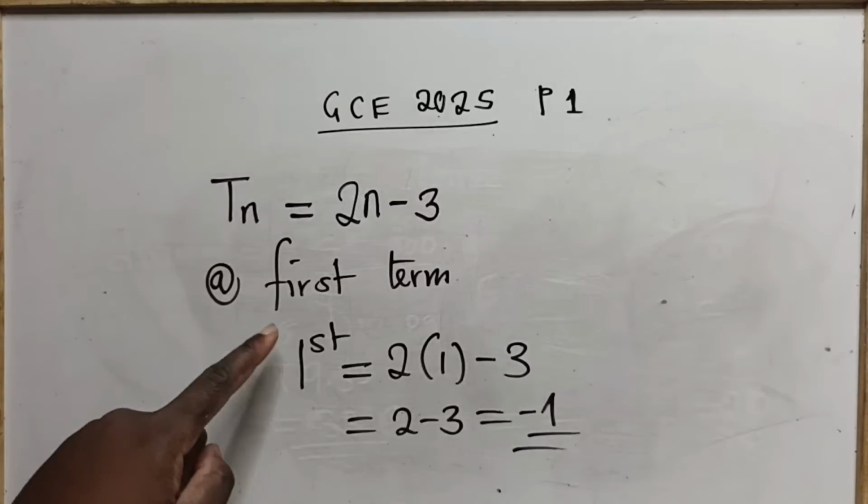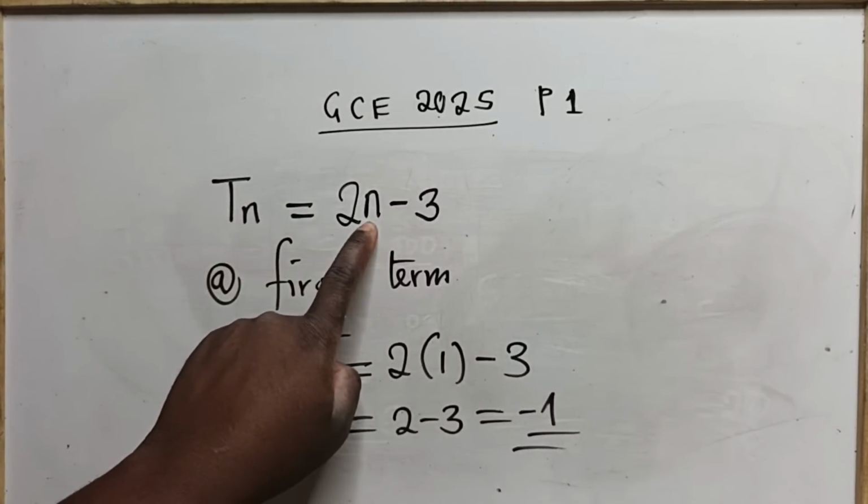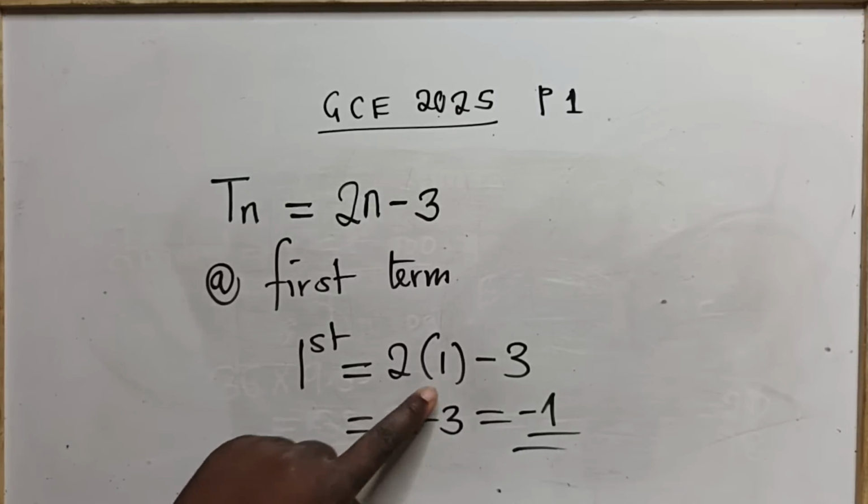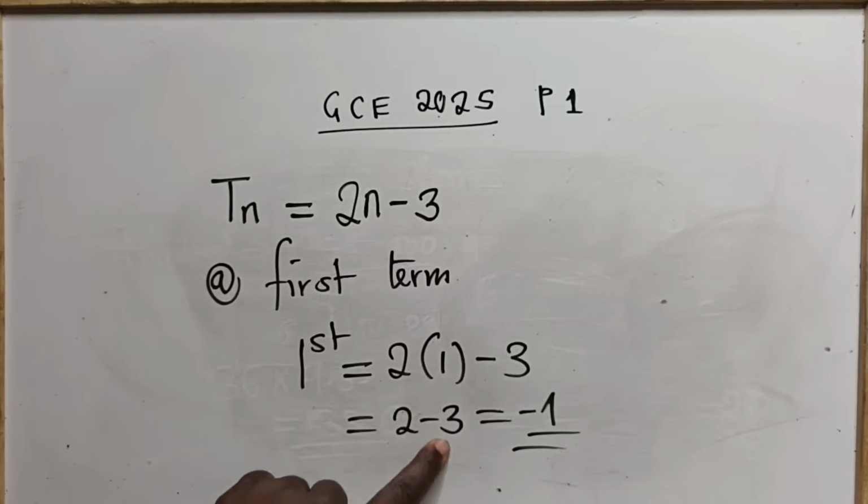So first is 1. Since first is 1, just put 1 where n is, here. This is where it's very important. You multiply 2 times 1, it's a 2. Minus 3, it's a minus 1. That's how it works. Okay. So now we go to question B. For question B, they are saying we find the common difference.